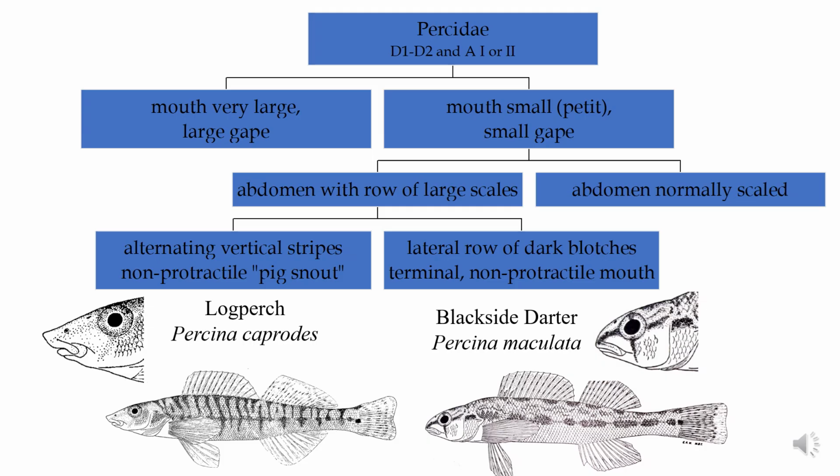Now, our other Percina that we may run into is Percina maculata, the blackside darter. Again, a very distinguishable darter. It will have this row of big black blotches down the side. It's not a black stripe down the side, but a row of these big blotches, and then it will have this black teardrop underneath the eye that is very, very distinct.